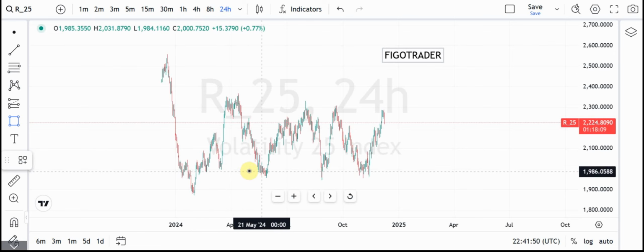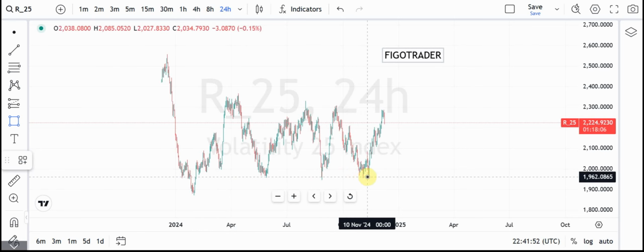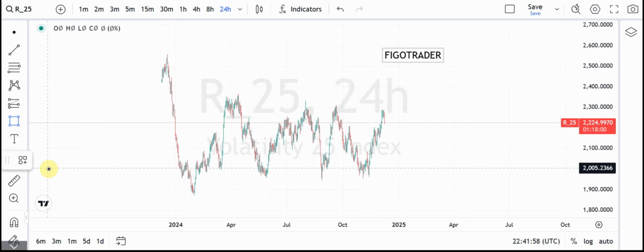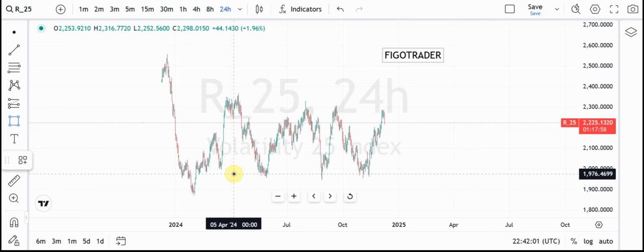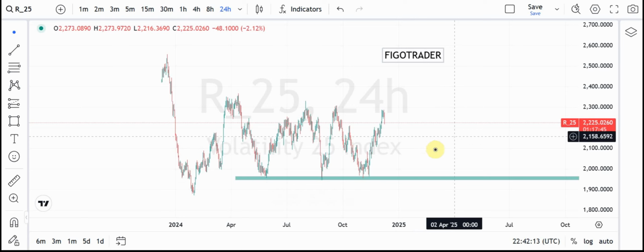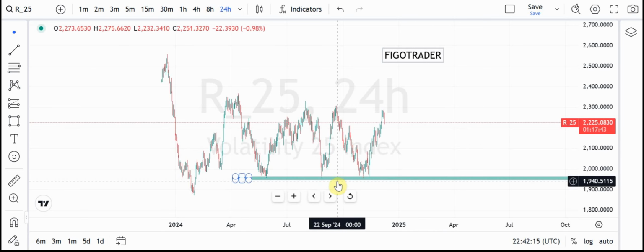You can see this area here, price respected it multiple times. 1, 2, 3. Okay, so that is a demand zone. So we can use the rectangle tool and highlight it. Now we are actually trying to highlight everything as an aggregate. Okay, so this is a demand zone. You can see I kept it simple.